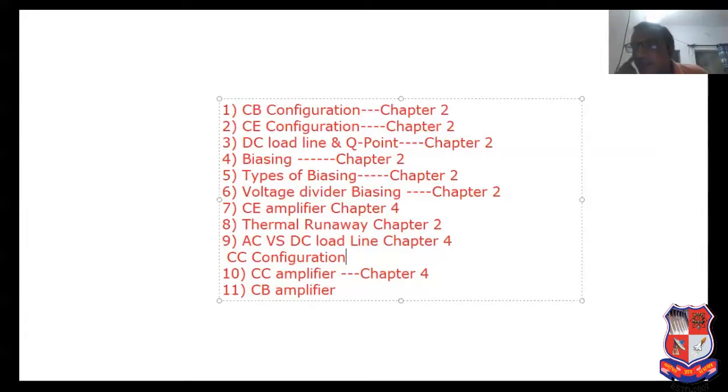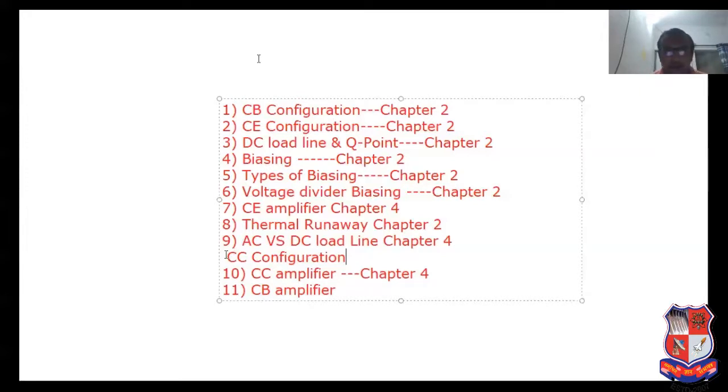What is the meaning of common base configuration, what are the input and output characteristics, what is the disadvantage of common base configuration, and how practically it is possible to measure the voltage and current in common base configuration? Then I will explain with the help of a demonstration. So please see this video very carefully.